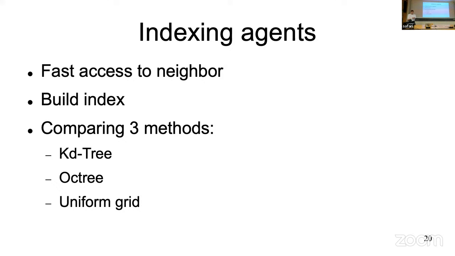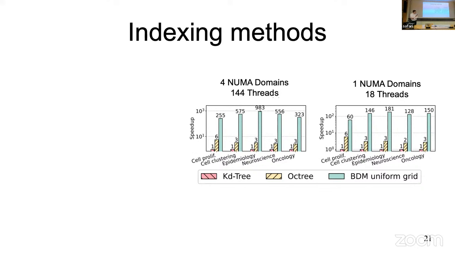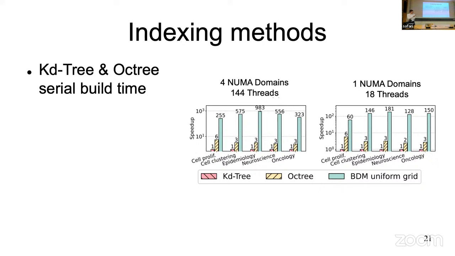The paper analyzes three methods called KD trees, oct trees, and uniform grid. I won't go into details of what these are, only the best one afterwards. Here we can see a benchmark that they ran. On the x-axis, we again have the five different simulation techniques, and on the y-axis, we see the speedup compared to KD tree. We can clearly see that KD tree and oct trees perform much worse than the uniform grid. This is mainly because the build time is serial, so it can't be parallelized. Uniform grid performs the best, and this is also mainly because the building can be parallelized.